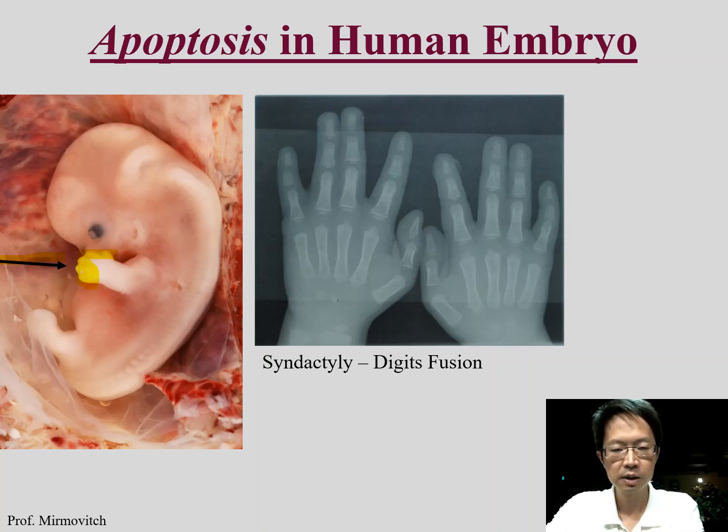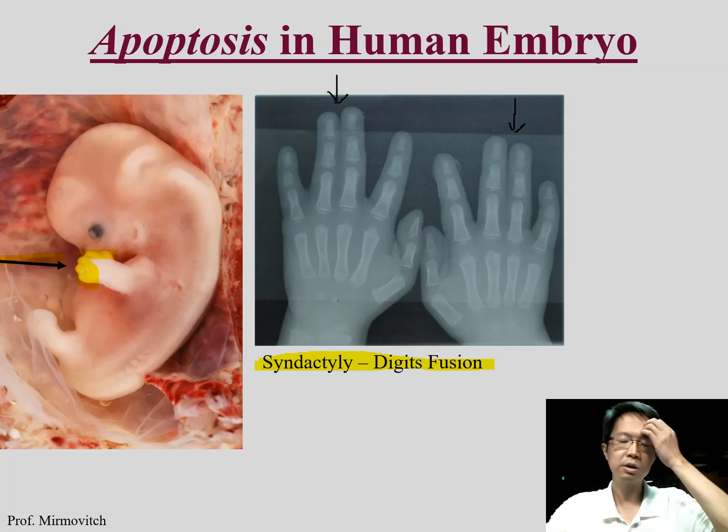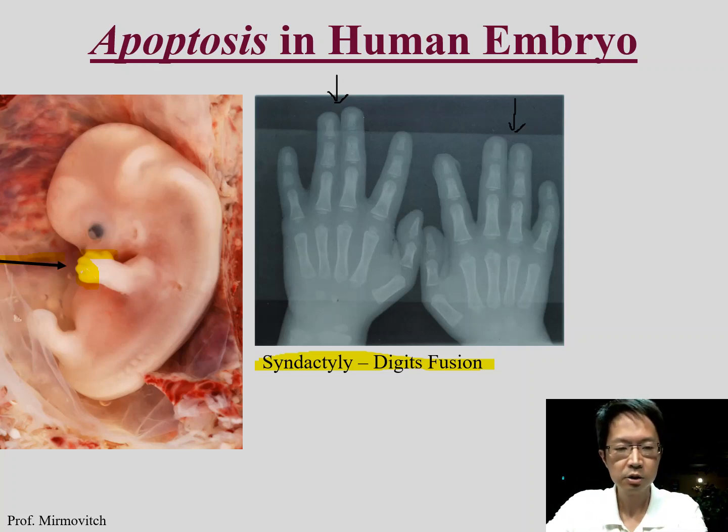So, syndactyly. This is called syndactyly when the digits are fused. As you can see here, the fingers merge because the apoptosis in the human embryo is not completed. So the fingers are still joined together.